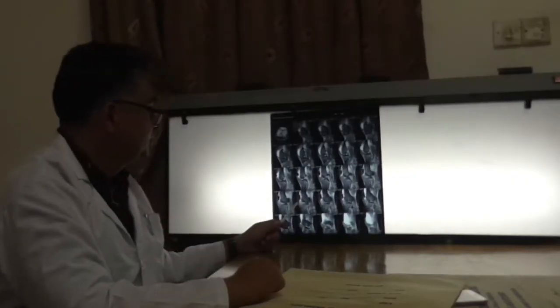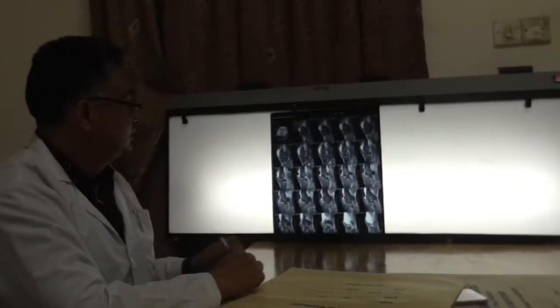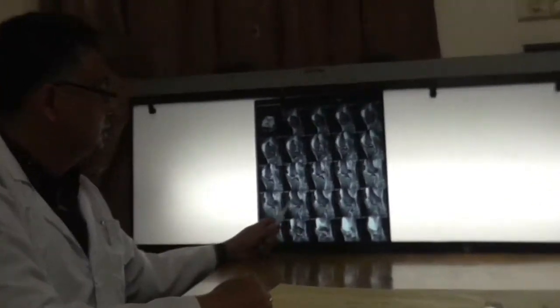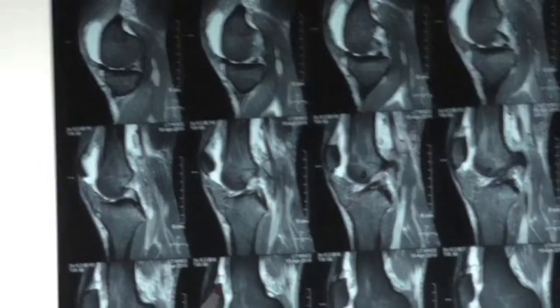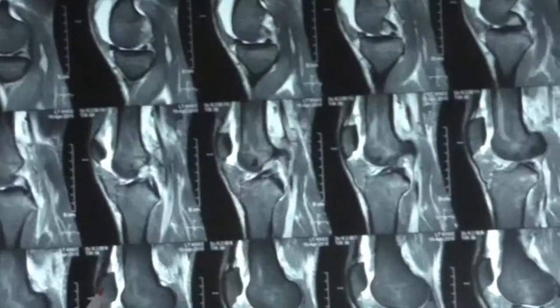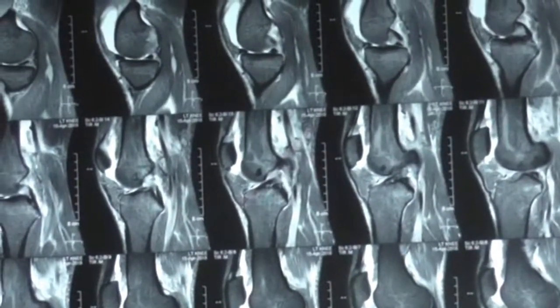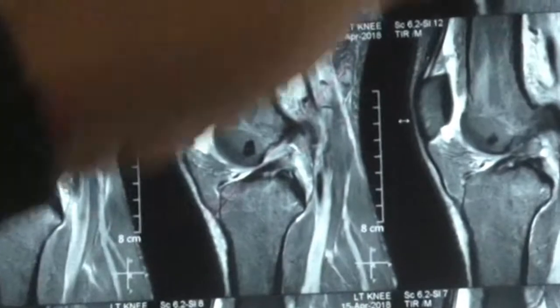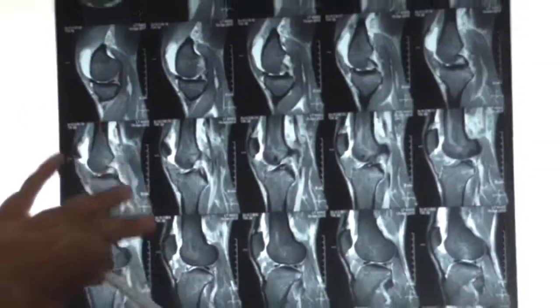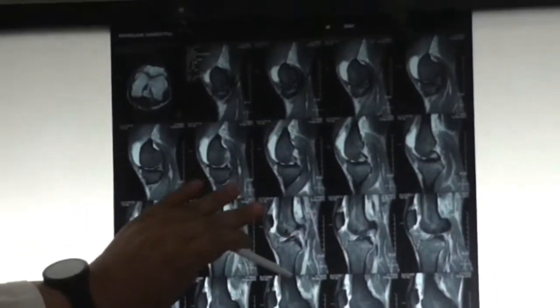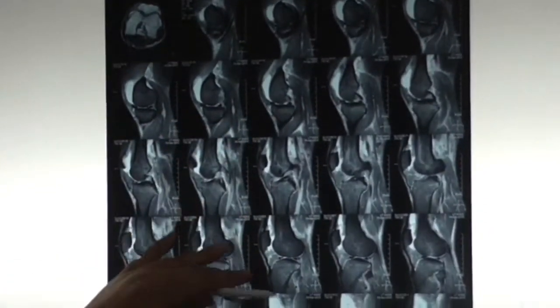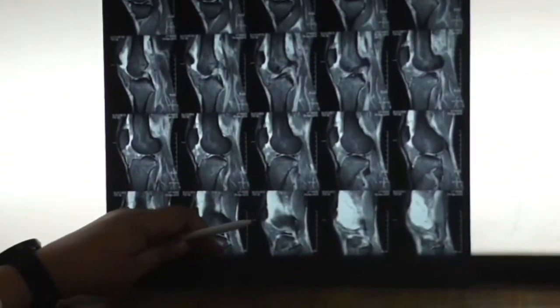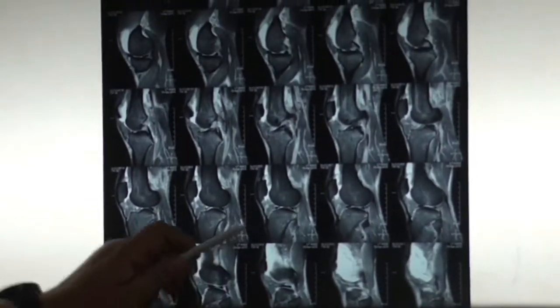Now I'd like to show you some abnormal MRI that I have collected for this discussion purpose. So this is an MRI of a patient who had an ACL tear. I just brought this MRI film to explain what the Blumensaat line and ACL angle is. The sequence of reading is the same. You read the extensor mechanism first, then the meniscus, and then the ACL, PCL, and the cartilage.